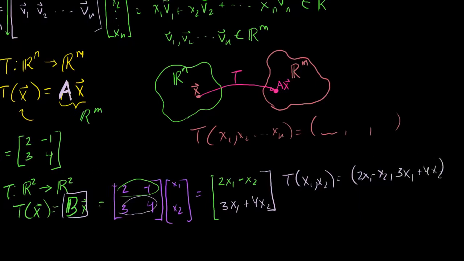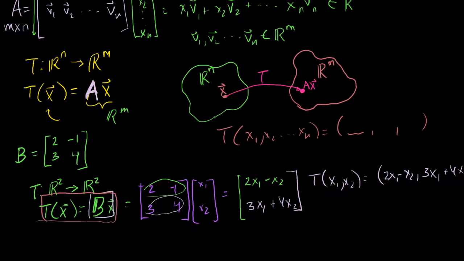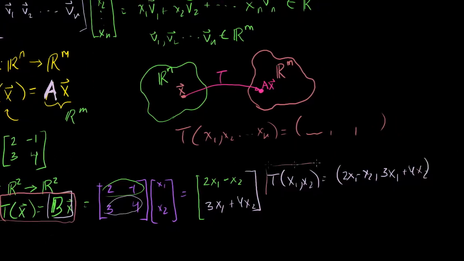So hopefully you're satisfied now that a matrix multiplication isn't some new exotic form of transformation. This statement right here is just another way of writing this exact transformation right here.